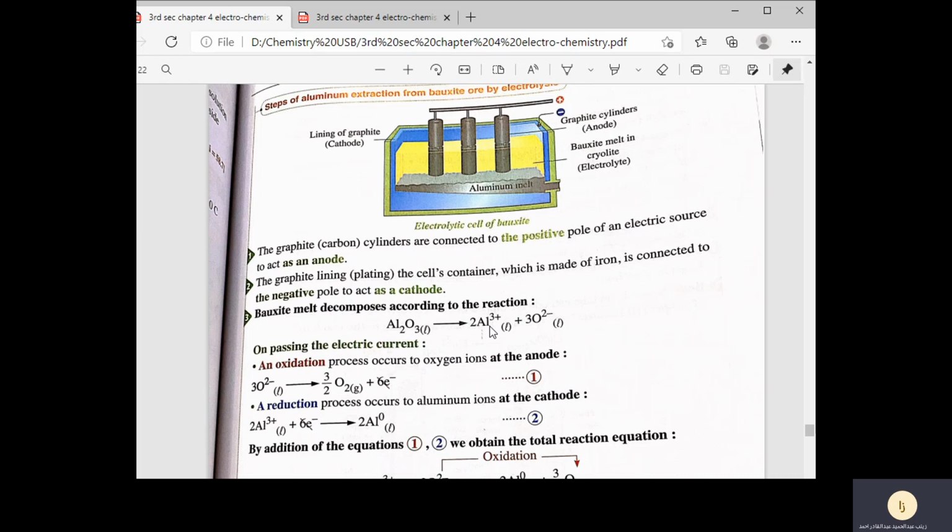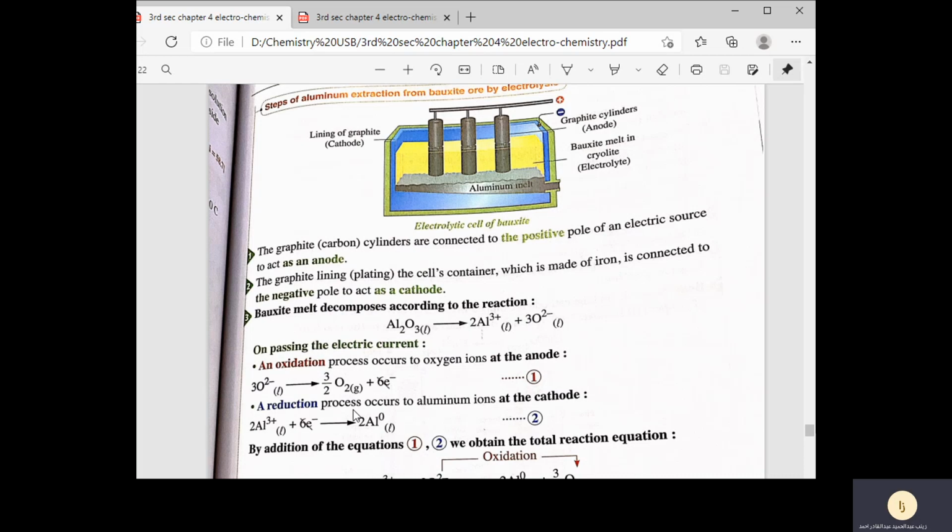Oxygen, as oxygen has negative charge, tries to lose the electrons. Each oxygen ion has 2 negative charges, and we have 3 oxygen ions, so they can lose 3 times 2 electrons, 6 electrons will be obtained. So this equation represents the oxidation process that takes place at the anode, where the oxygen loses 2 electrons, changing into oxygen gas, and 6 electrons will be evolved.